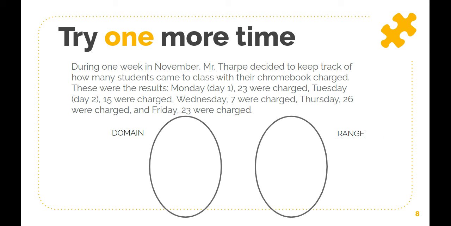One more example, I tried giving you an arrow table thing. The question prompt reads, during 1 week in November, Mr. Tharp decides to keep track of how many students come to class with their Chromebook charged. These were the results. Monday was day 1, 23 of the Chromebooks were charged. Tuesday, which was day 2, 15 were charged.